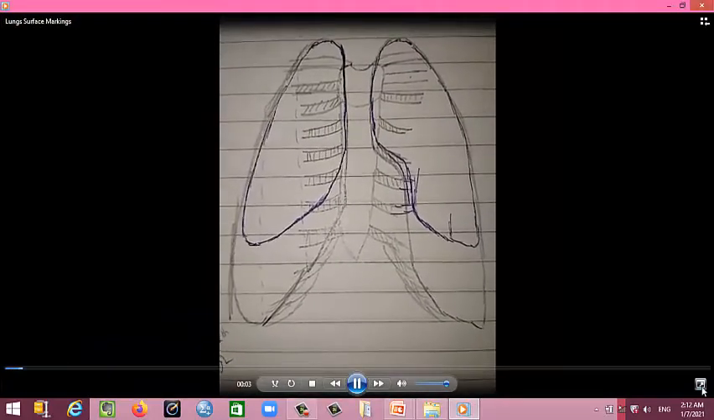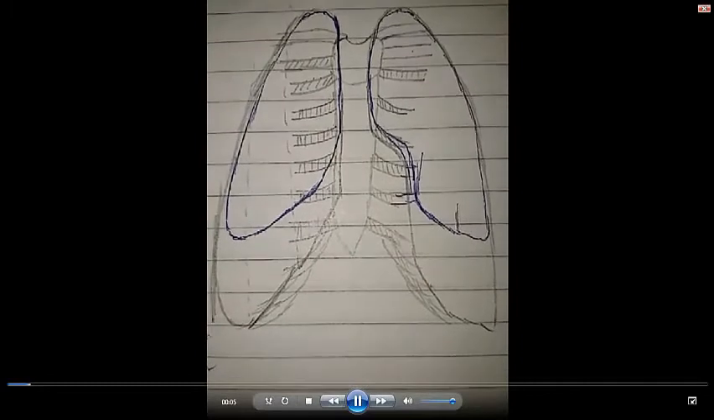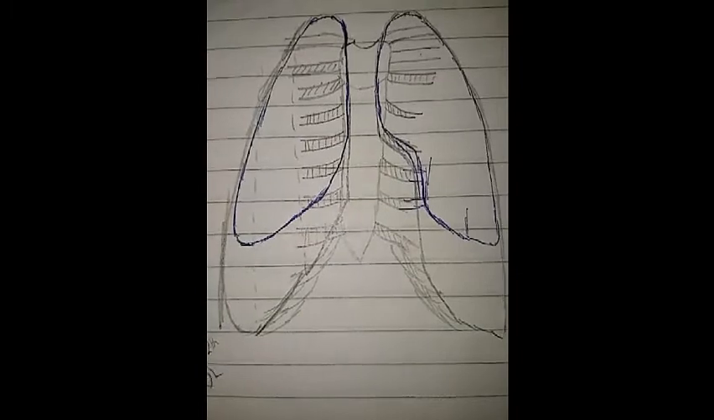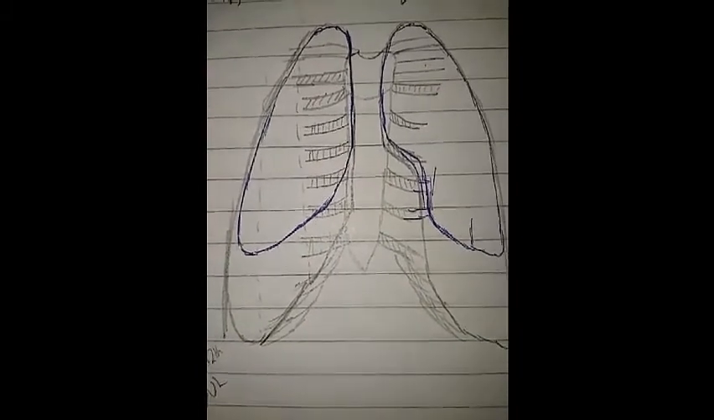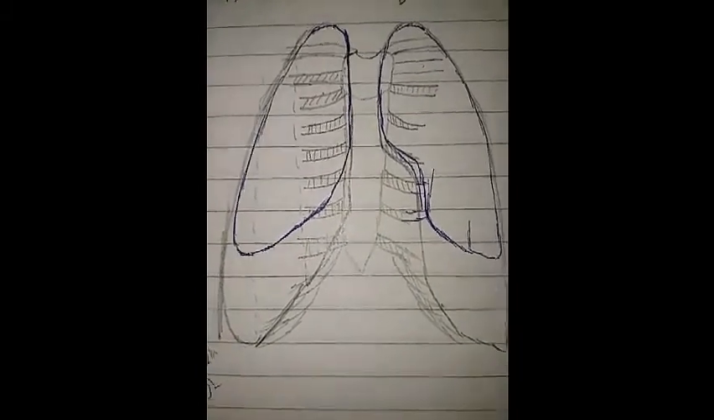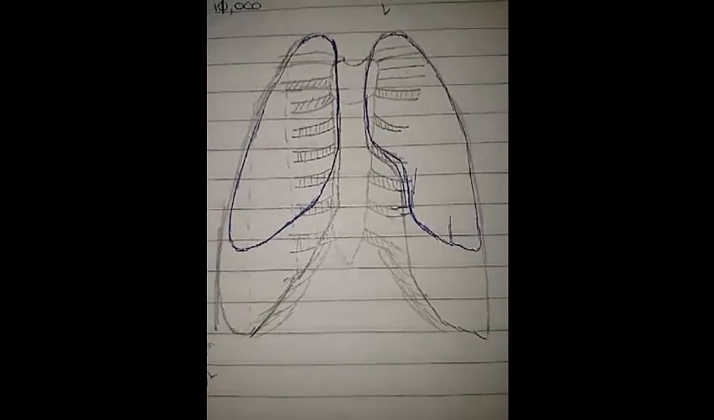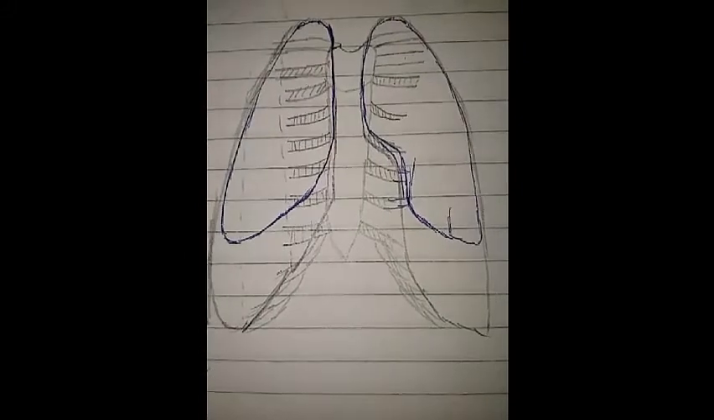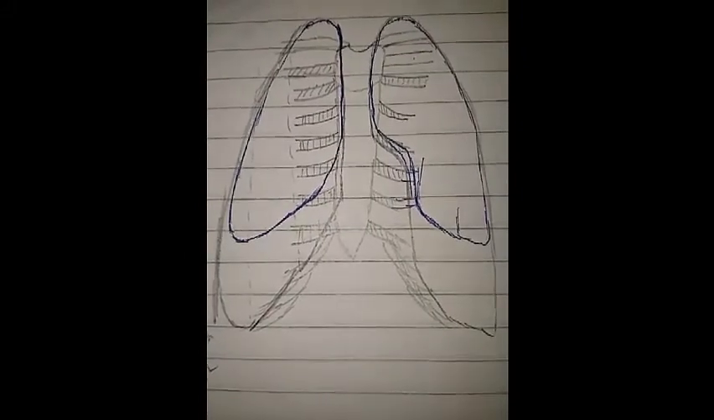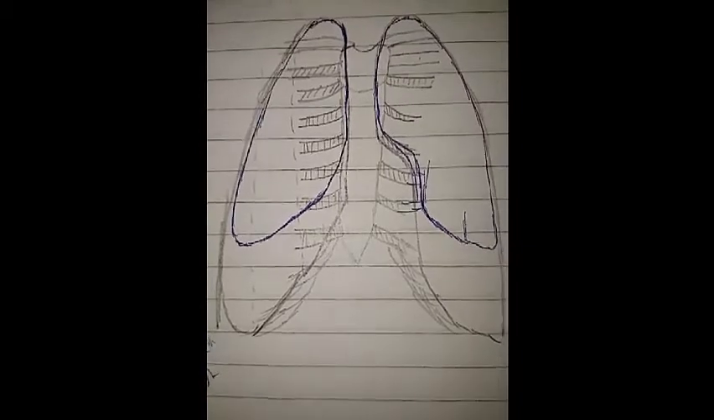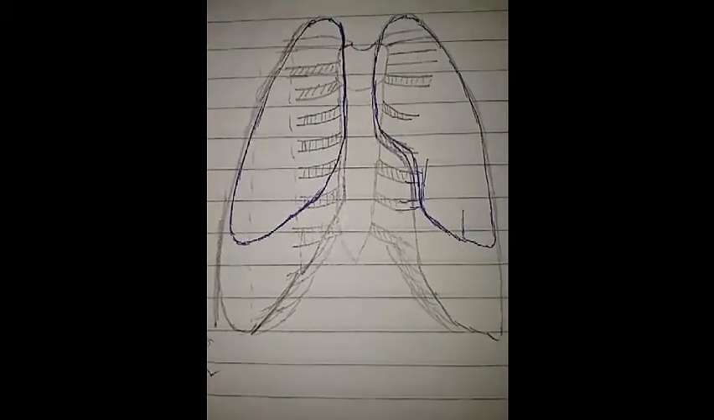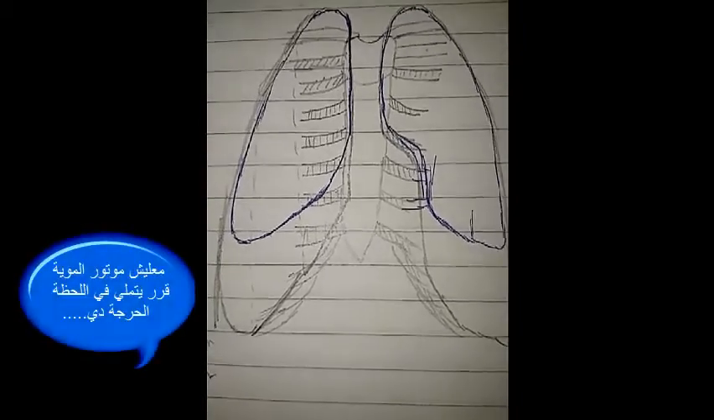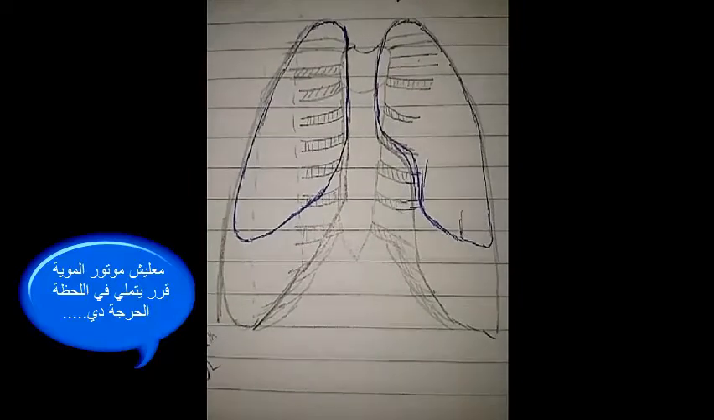Greetings again. Okay, so I went ahead and drew the surface markings of the lungs beforehand, just to save time. The thing to keep in mind with the surface markings of the lungs is two things. Number one, the lungs are dynamic, meaning that they're constantly changing position between expiration and inspiration. So we can't really pinpoint a specific surface marking per se, but we still give you an outline as to where they're found in the thorax.